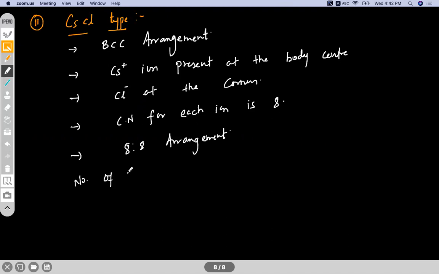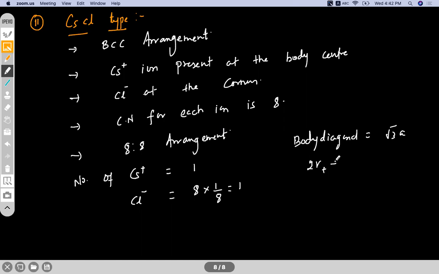The number of Cs+ ions is 1, since it is at the body center. The number of Cl− at the corners is 8 into 1/8 equals 1. Hence the formula is CsCl. Since the ions are at the body center and corners, along the body diagonal the ions are in contact. So the body diagonal is √3 a, which equals 2r+ plus 2r−.